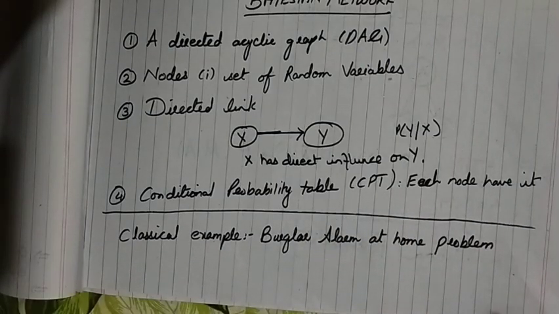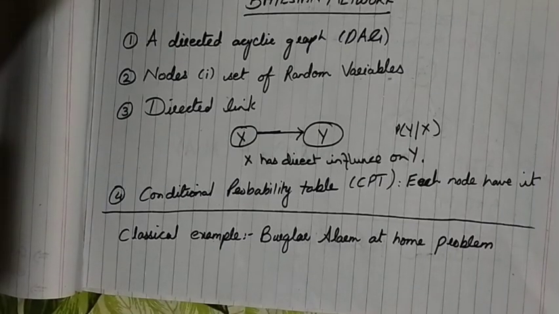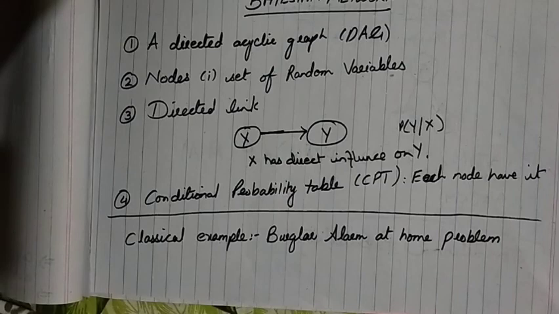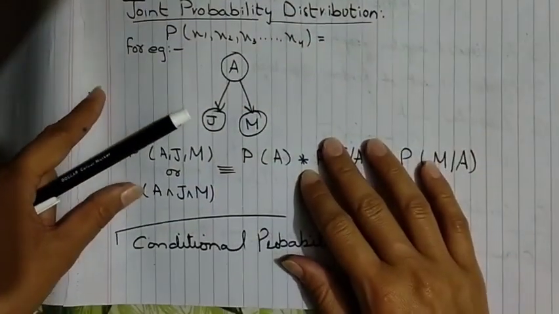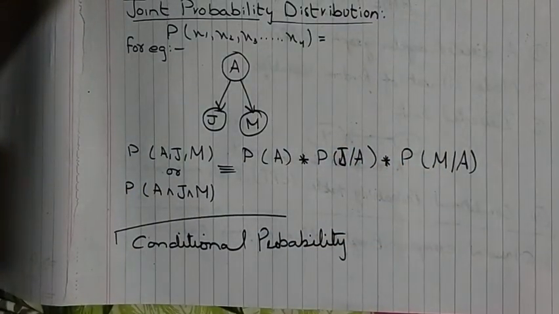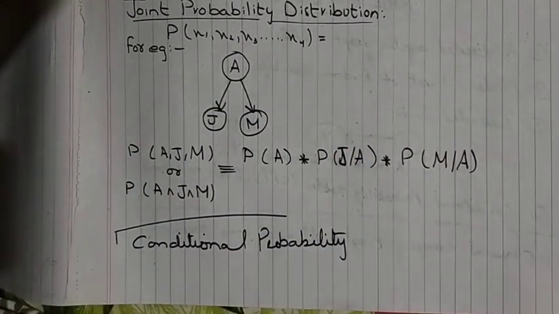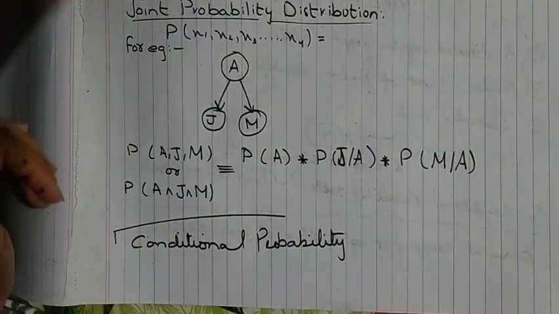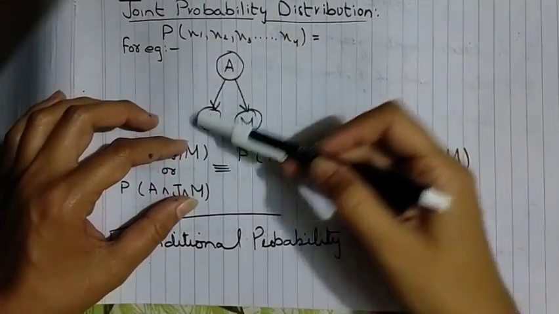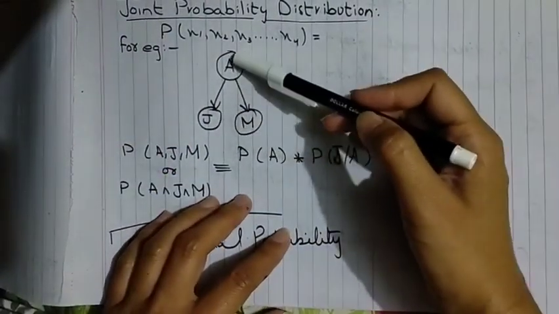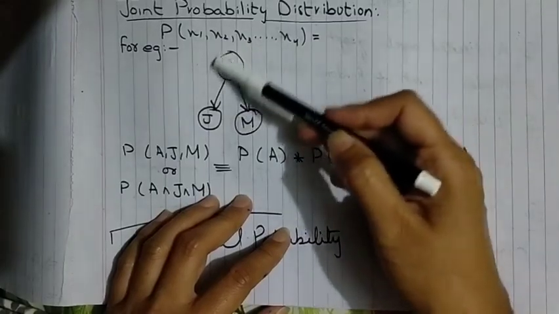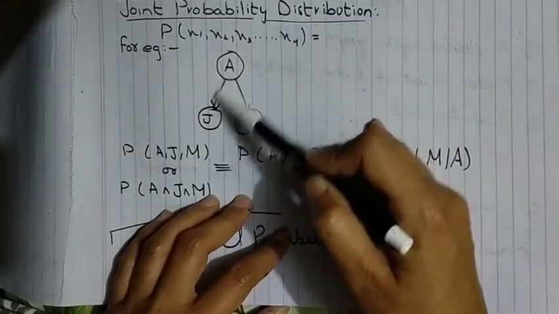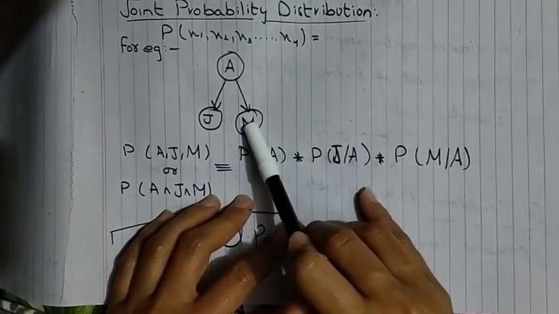For that we will discuss the classical example that is given within your book as well, and that is a burglar alarm at home. But before that, let's see another thing, how we would be solving it. For that we would be using naive Bayes, conditional probability and joint probability. So if we take an example of joint probability distribution, where we have three variables a, j and m, if this event a is happening, then either event j can happen or m can happen.